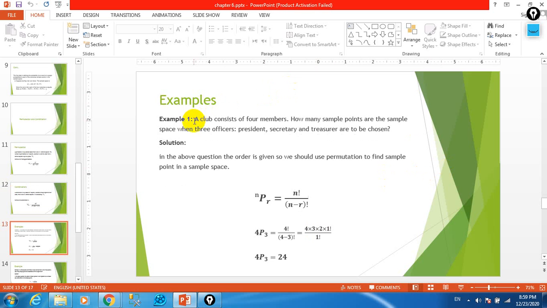So the question is what? A club consists of 4 members. How many sample points are in the sample space when 3 officers, president, secretary, and treasurer, are to be chosen? So here we have a club that consists of 4 members.